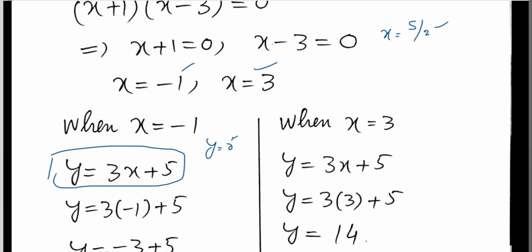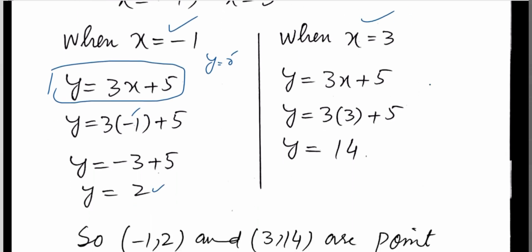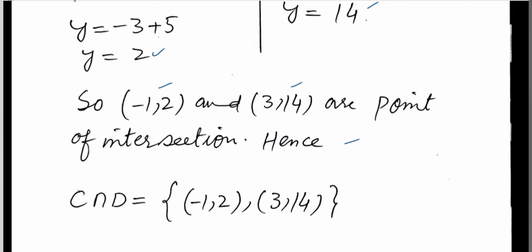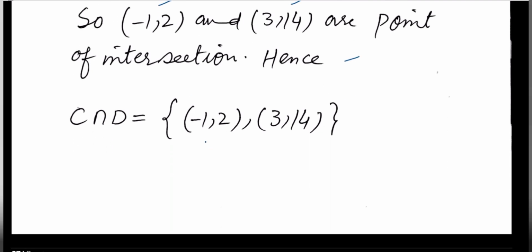Now, in this question my y depends on x, while in the previous question y is simply equal to 0, that is a constant number. So in this question, I will find the value of y corresponding to x is equal to minus 1 and x is equal to 3. When x is equal to minus 1, by substituting here, I have y is equal to 2. And by putting x is equal to 3 in this equation, I have y is equal to 14. So I have two points, minus 1 comma 2 and 3 comma 14, as the points of intersection. Hence, C intersection D is simply the set that consists of these points of intersection.